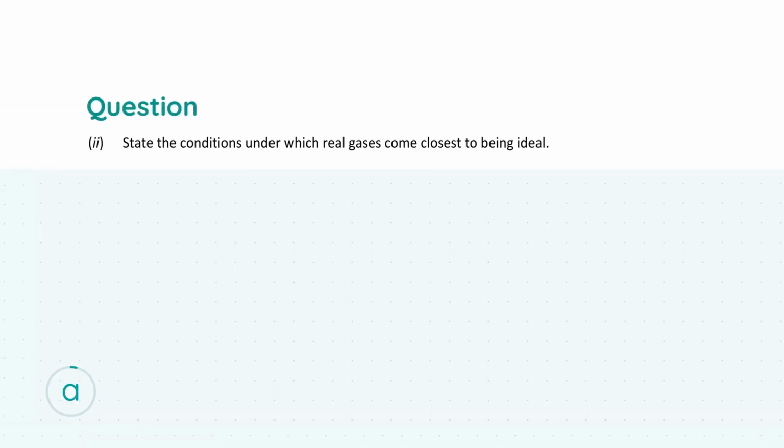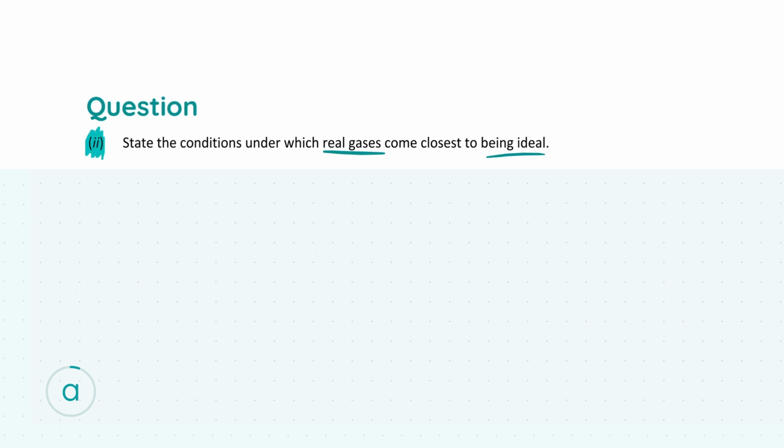Moving on now to part 2 of section A on gases and gas laws. In this case, we're asked to state the conditions under which real gases come closest to being ideal. There are several parameters that we need to include, such that these real gases come the closest they actually can to becoming what we call an ideal gas.